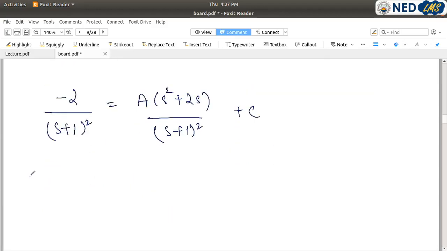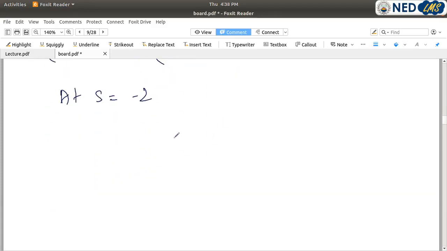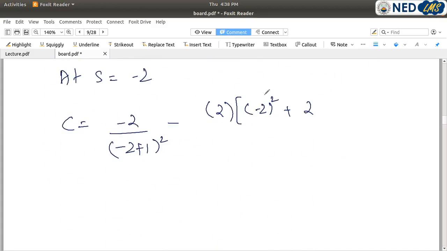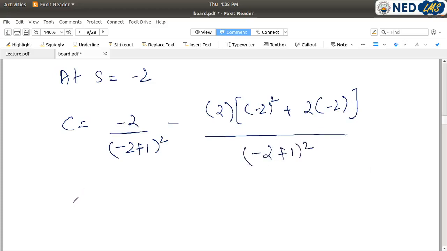Now at s is equals to minus 2, this equation will become c is equals to minus 2 over minus 2 plus 1 whole square minus 2 minus 2 square plus 2 into minus 2, and this will become minus 2 plus 1 whole square. This will result in c is equals to minus 2.